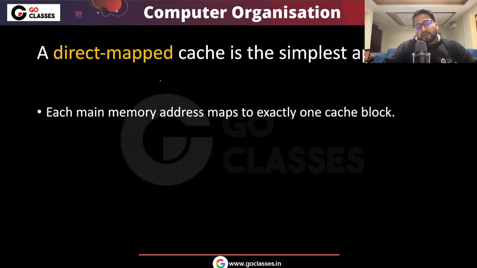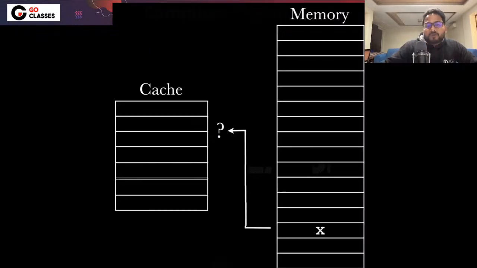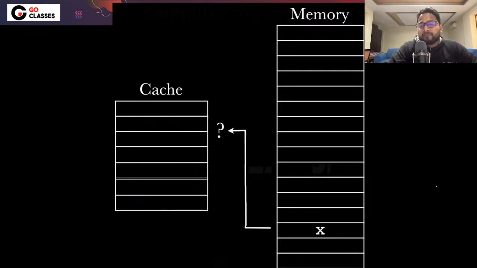As it says, direct map cache is the simplest approach. It says that each memory block belongs to exactly one cache block. So if you want to map this X, it will go only here. If you don't want to replace this particular block, because it is already containing some data, then it will reside in the main memory. If you want to keep it, you have to keep it here only. There is only direct mapping. That's why the name says direct map, because we are mapping directly.